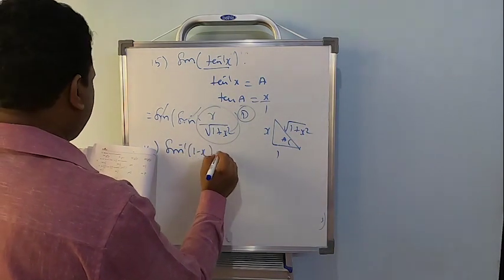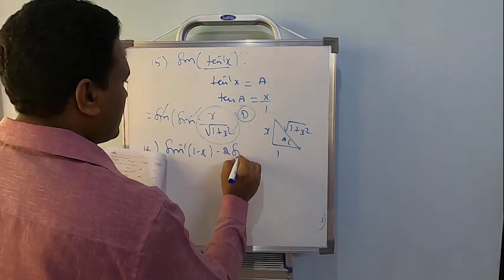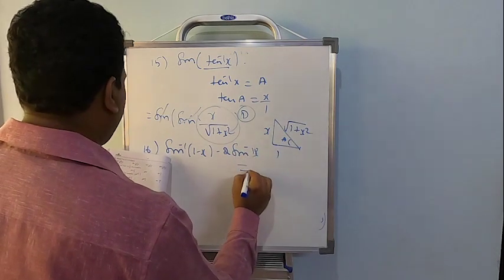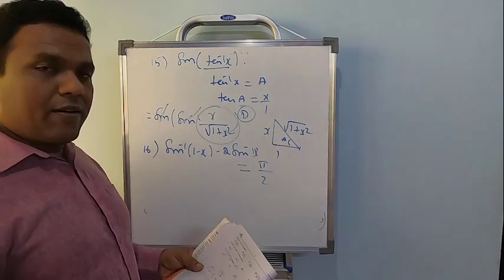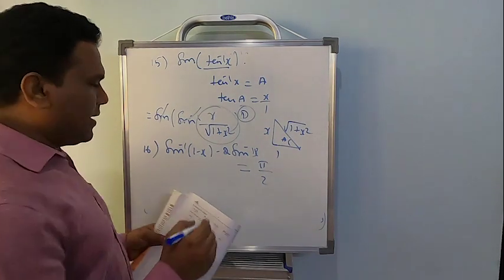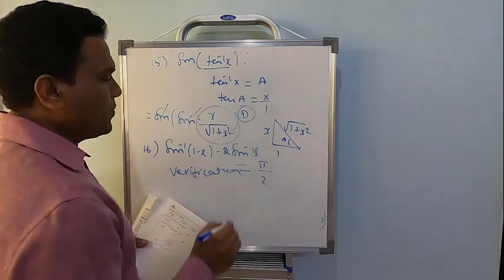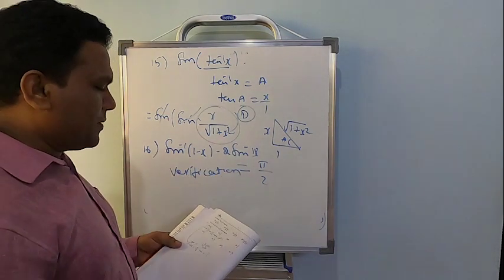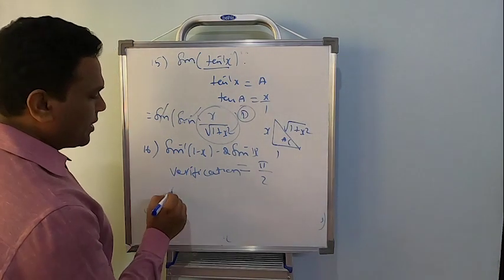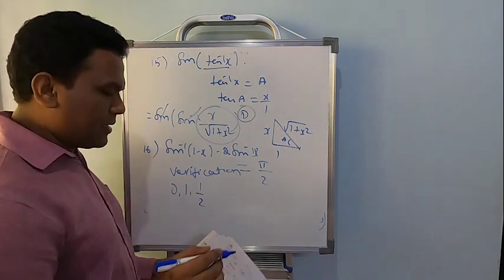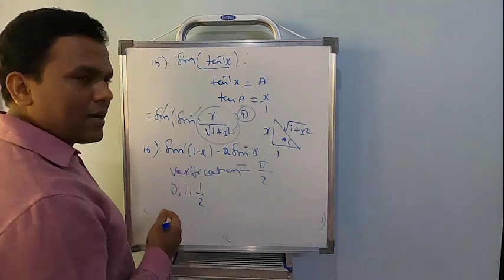Sine inverse of (1 minus x) minus 2 sine inverse x is equal to pi by 2. Fine. Now I will suggest you do it by verification method, since options are there. That is the thing I will suggest. So what are the values present there? The values are 0, 1 and 1 by 2. That's it, right? No problem, right? So just substitute back and verify, that's all.